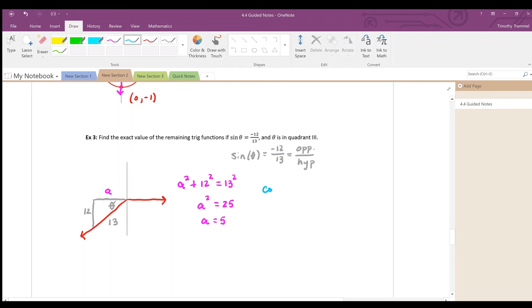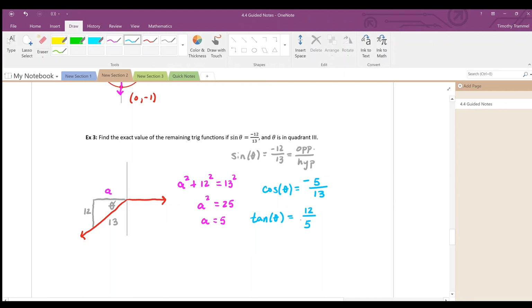So cosine of theta, again, is adjacent over hypotenuse, so 5 over 13. And there's one thing we need to think about here. The triangle helped us find the ratio of the side lengths, but it did not help us find the sign. Is this positive or negative? In quadrant 3, we know cosine and sine are both negative. And then we could move on to tangent. Tangent, TOA, opposite over adjacent. So that's 12 over 5.